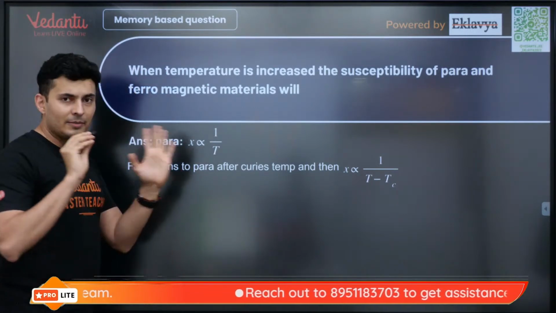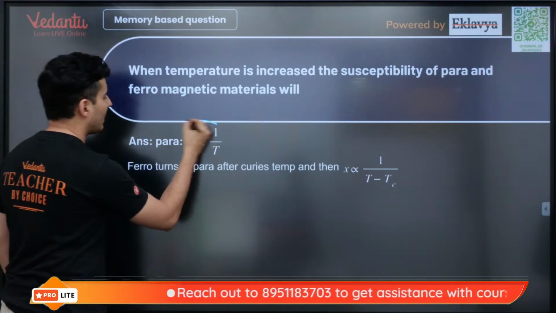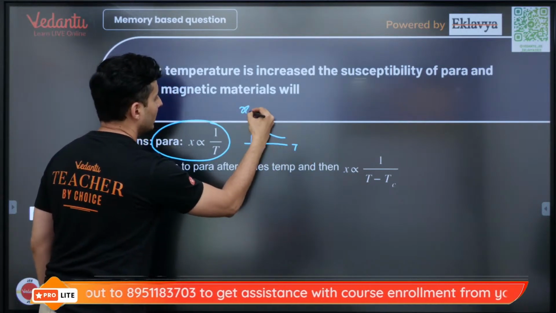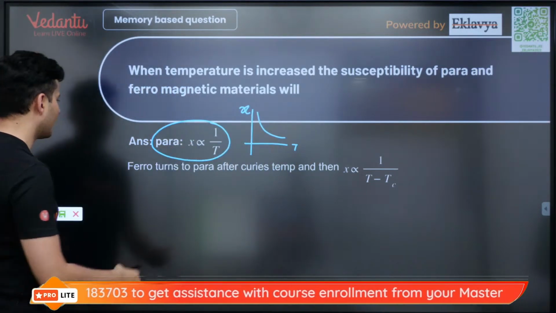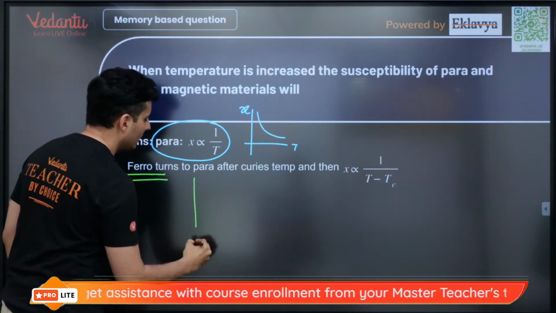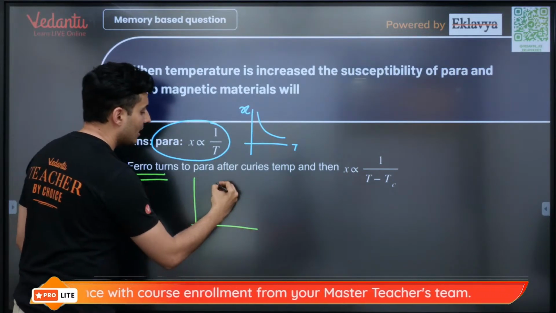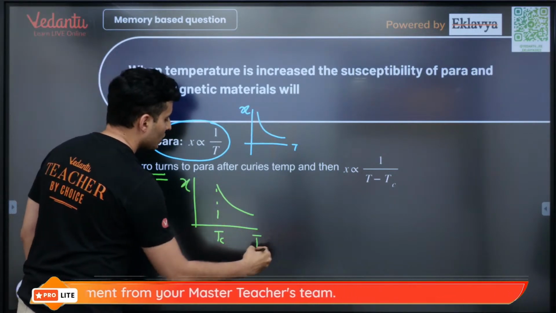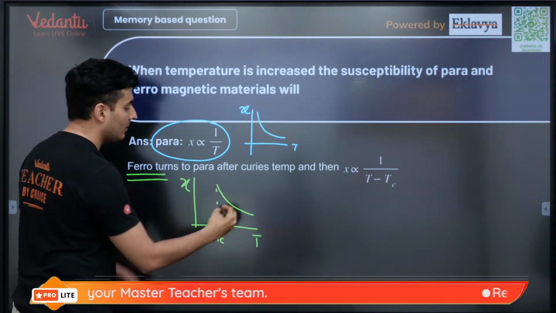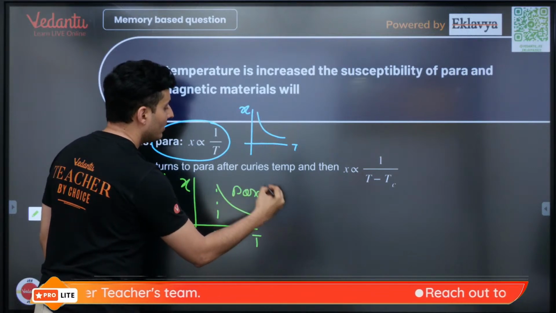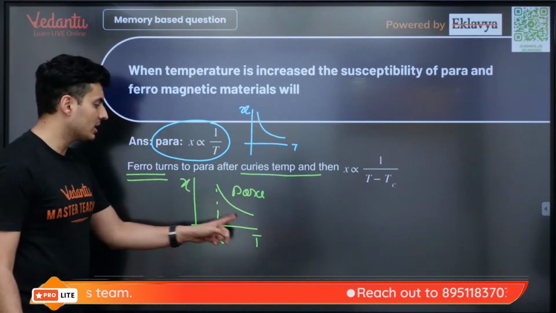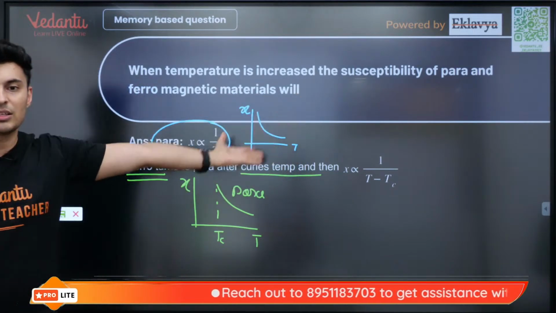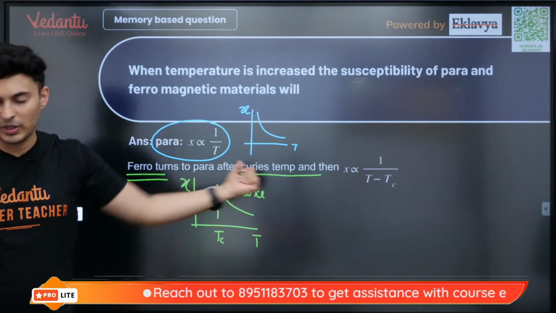So let me tell you how it works. For paramagnetic, the susceptibility is inversely proportional to the temperature. But for ferromagnetic, it becomes paramagnetic after a certain temperature called the Curie temperature. So the ferromagnetic material becomes para after the Curie temperature. It behaves like a paramagnetic after that temperature. That's all. That's how it works.